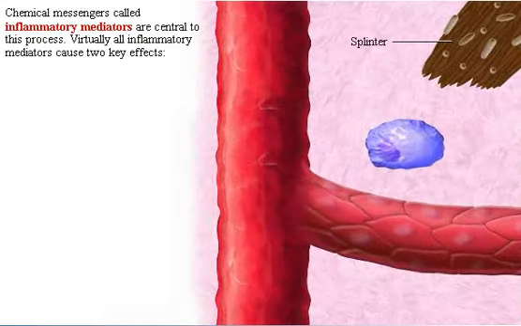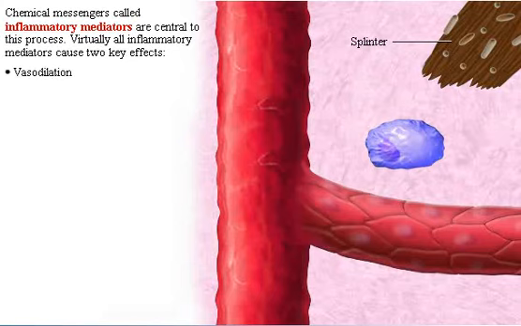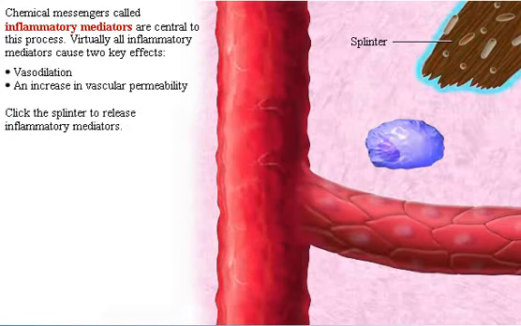Chemical messengers called inflammatory mediators are central to this process. Virtually all inflammatory mediators cause 2 key effects. These are vasodilation and an increase in vascular permeability. Click the splinter to release inflammatory mediators.